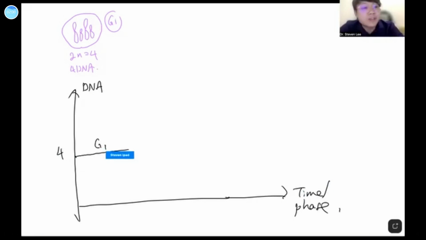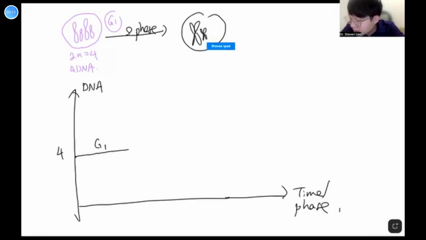Can you tell me what the phase after G1 is? Faster in the chat box. S phase. So what happens in S phase? Kita ada penggandaan kromosom dan replikasi DNA, right? DNA replication. Meaning, after S phase, your chromosome becomes like this. Am I right?